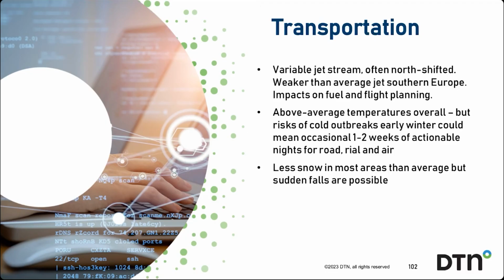For transportation, a variable jet stream shifted north with a weaker than average jet for southern Europe, meaning impacts on fuel and flight planning. Above average temperatures overall, but the risk of cold outbreaks could mean periods of hazardous nights for road, rail, and air. Less snow in most areas than normal, but sudden falls are possible during those colder periods.